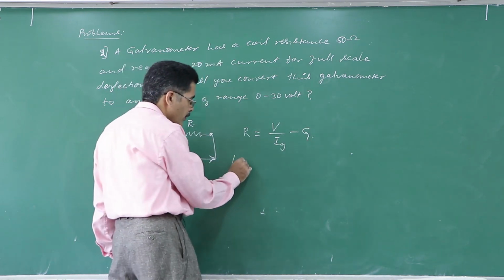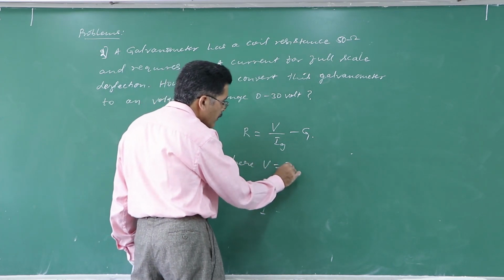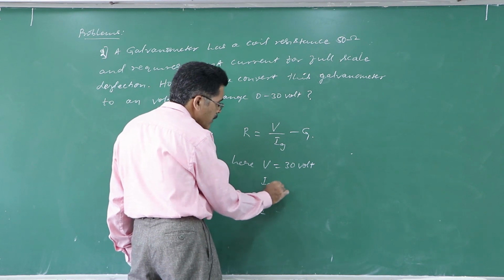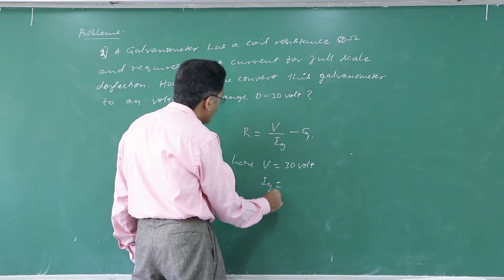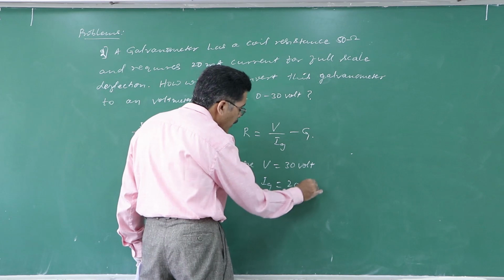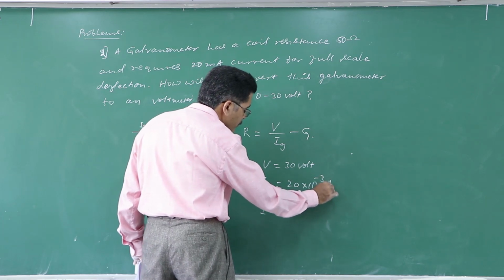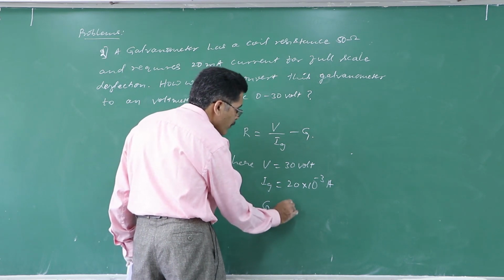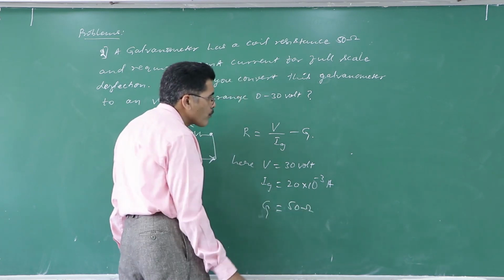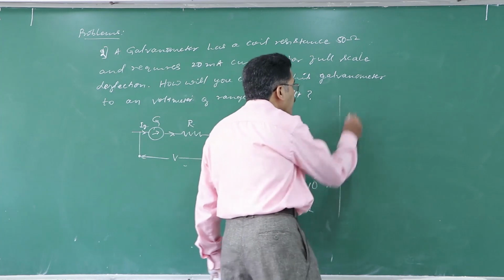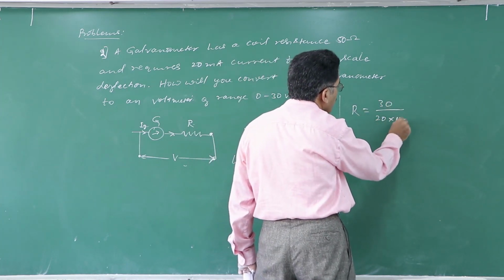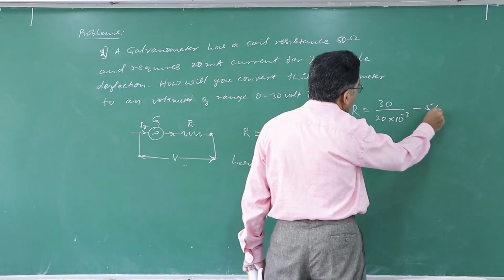Here V is equal to 30 volt. What is Ig? Ig is equal to 20 milliampere, 20 into 10 raised to minus 3. And galvanometer resistance is 50 ohm. Now substitute: R is equal to 30 divided by 20 into 10 raised to minus 3, minus 50.